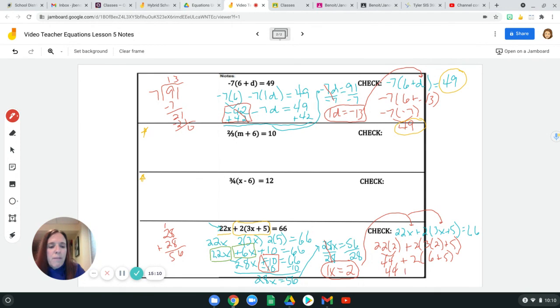Okay, we still got that 44. 6 plus 5 is 11. We still got that 44 plus 22. 2 times 11. 44 plus 22 is 66. So our left side is 66, and so is our right.